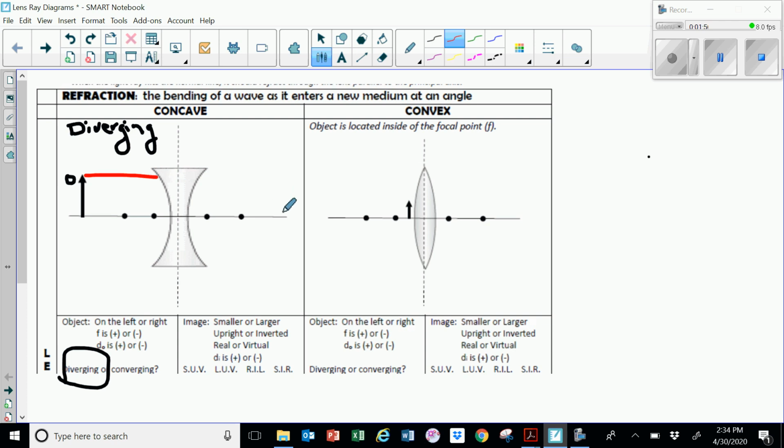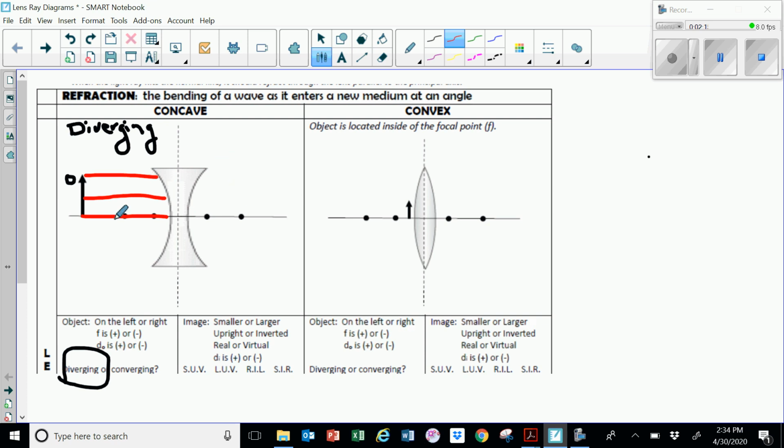First of all, let me explain a couple of things. I have these 3 rays traveling like this, and I'll put another one kind of here. So I've got 3 rays traveling from this object toward the lens, and these rays are going to diverge when they hit the lens.